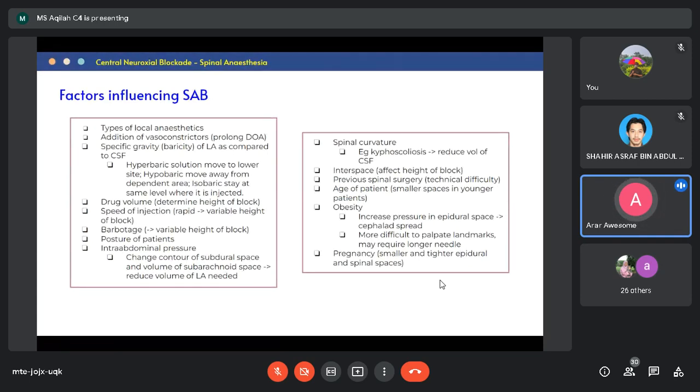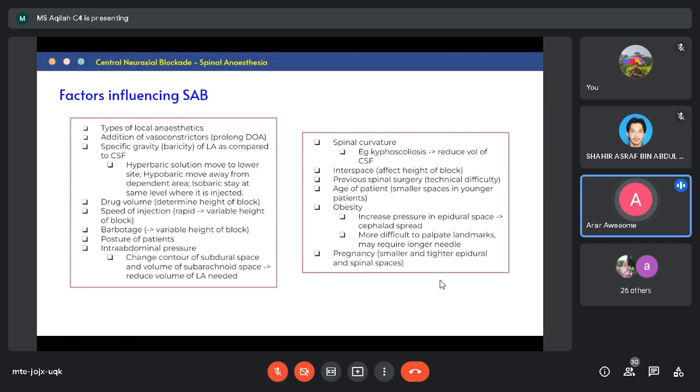And these are some factors that influence subarachnoid block. Number one is the type of local anesthetic and the addition of a vasoconstrictor, for example epinephrine, that will prolong the duration of action. Then the specific gravity of the local anesthetic compared to CSF, which depends on the baricity of the solution. For example, hyperbaric solution moves to the dependent side, while hypobaric moves away from the dependent area, while isobaric stays at the same level where it is injected. Usually we need the anesthesia to go away from the surgeon, so we choose depending on the baricity of the solution.